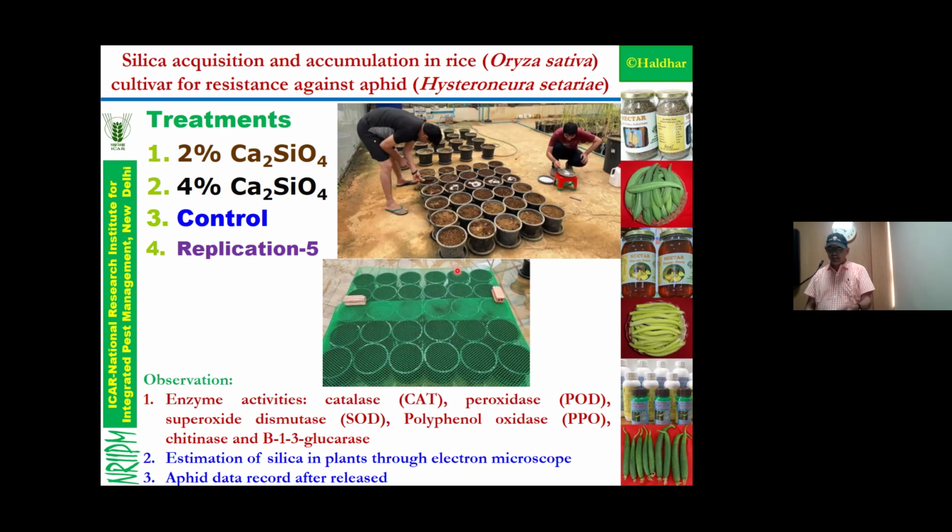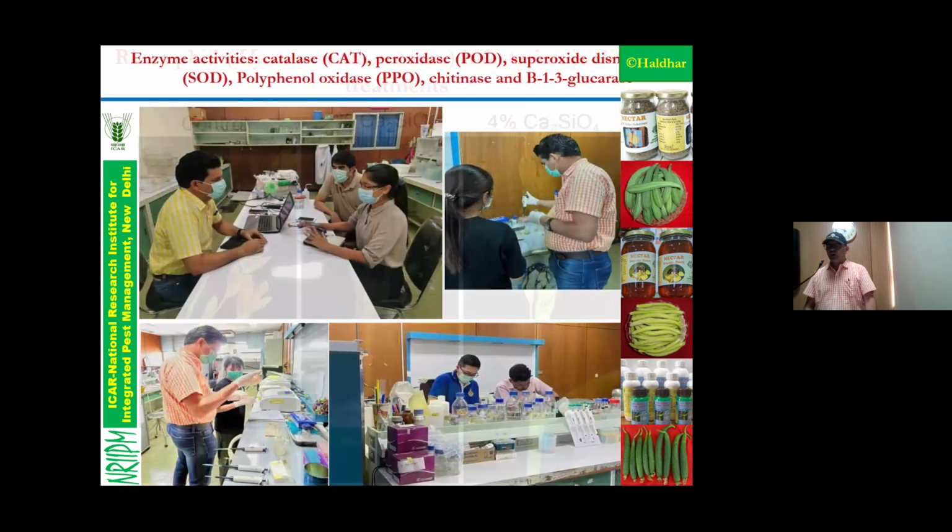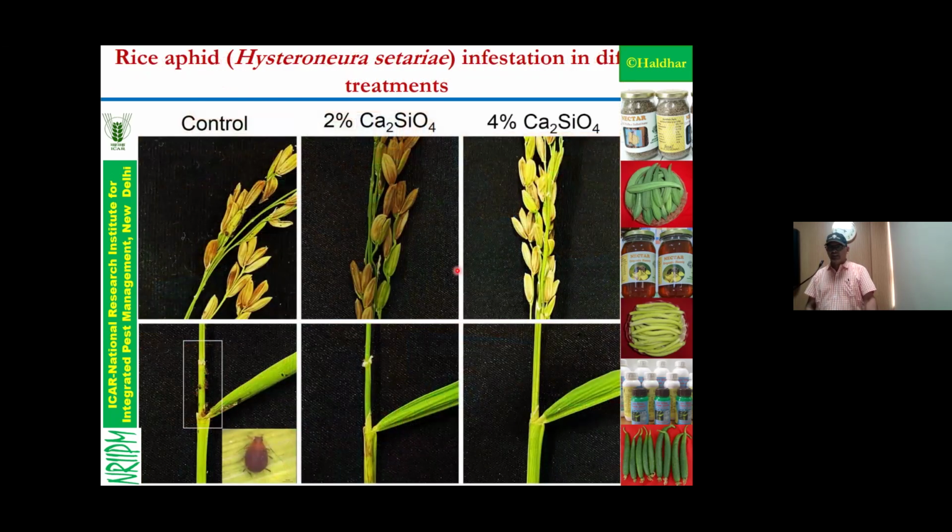We also made observations like enzymatic activity, different types. You can do that, normal things. After that, sir, in the control there is a high incidence of this aphid. If you see 2% and 4%, that is non-significant. 2% and 4% is not any significant. That's why we are putting that 2% is good for management of this aphid in rice.